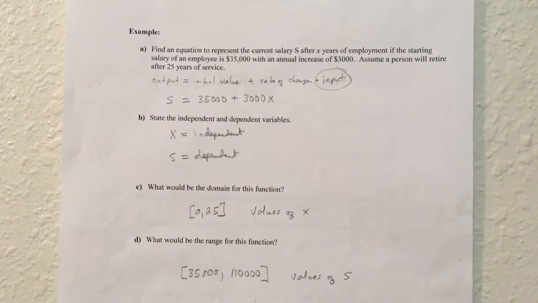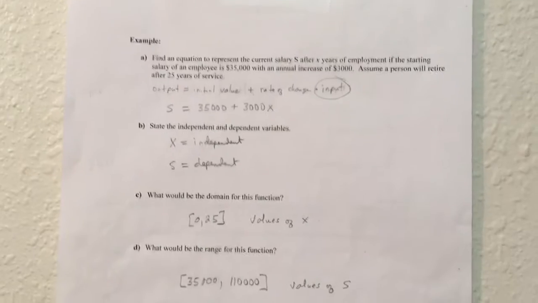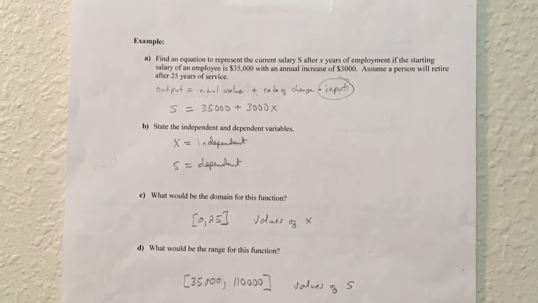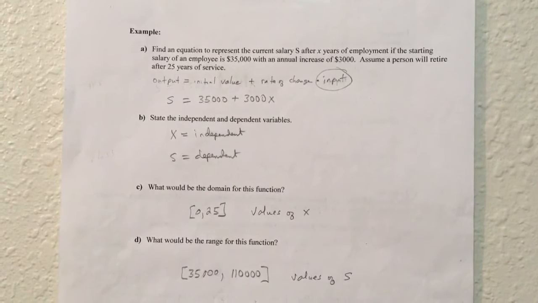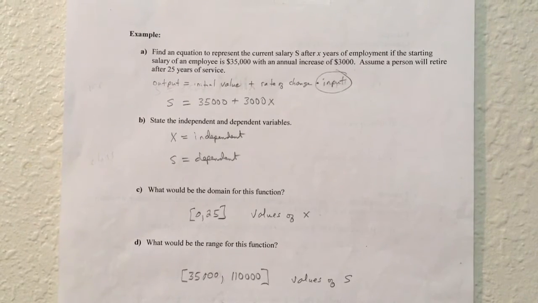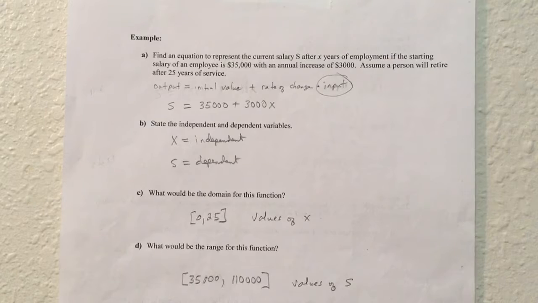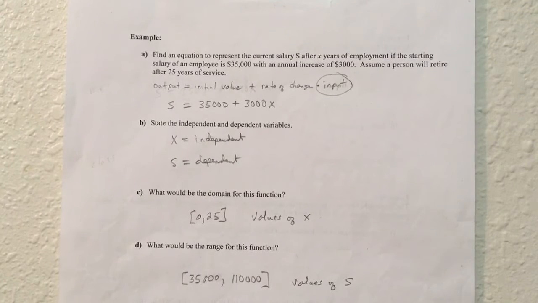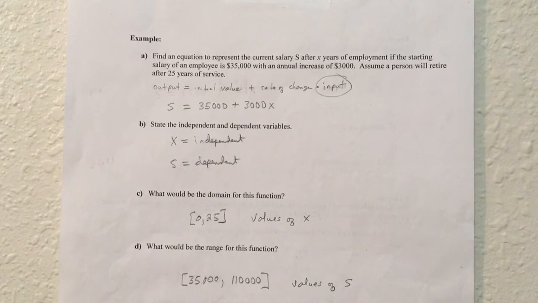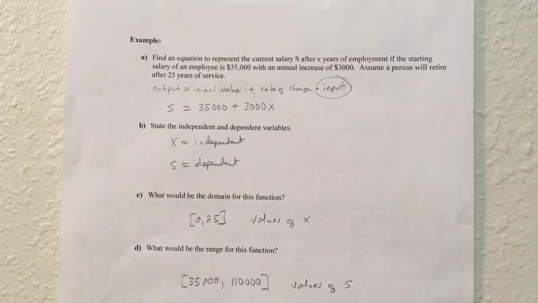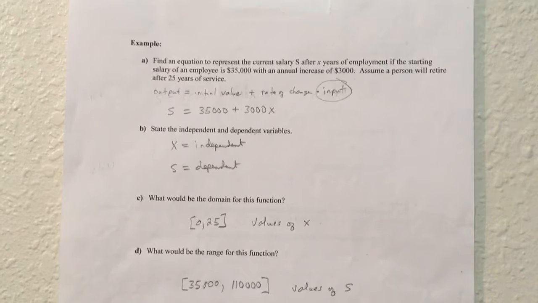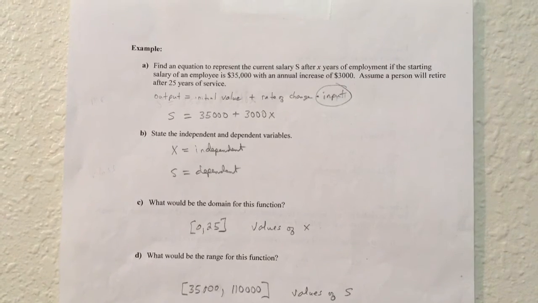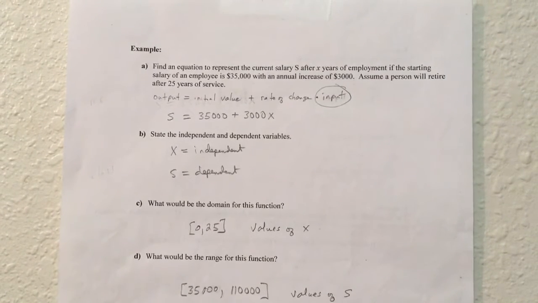Okay, class, in this video we work the example on page 14 in your note packet. And you're given in part A to find an equation to represent the current salary S after X years of employment if the starting salary of an employee is $35,000 with an annual increase of $3,000. Assume a person will retire after 25 years of service.